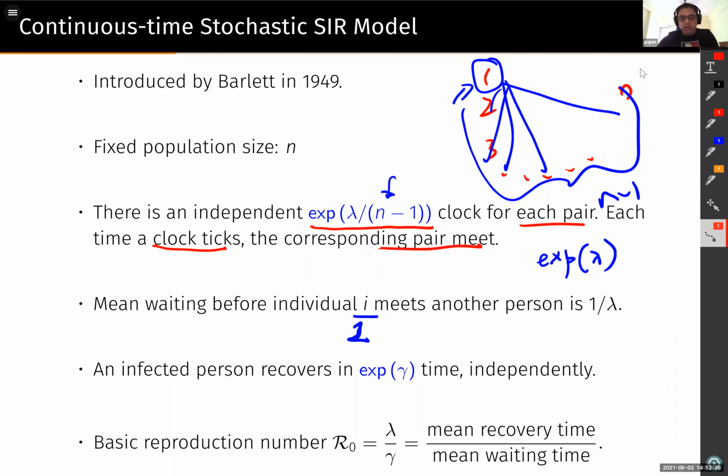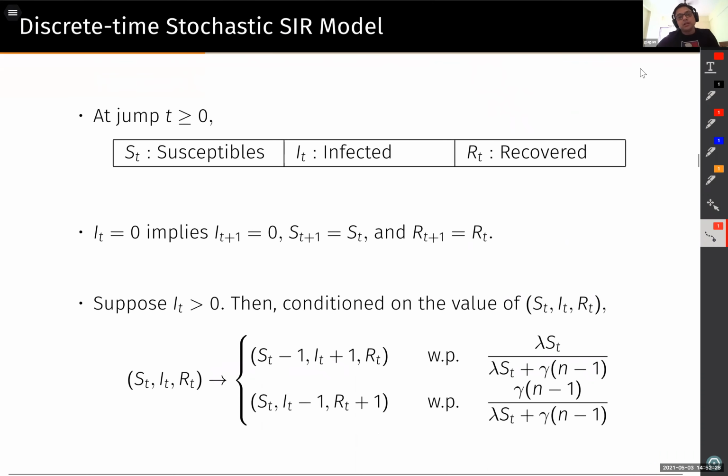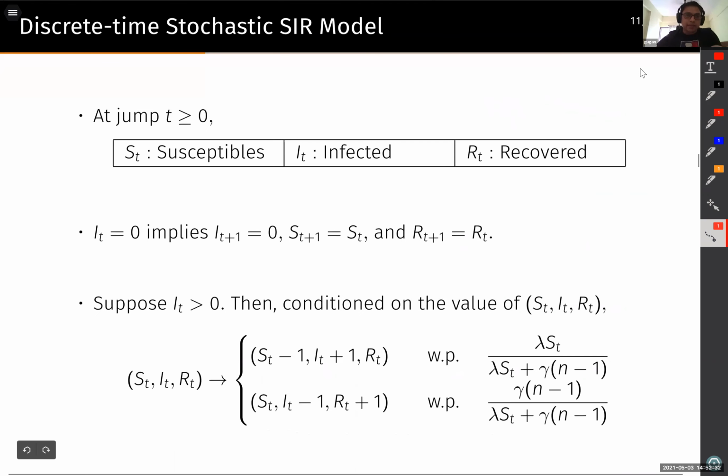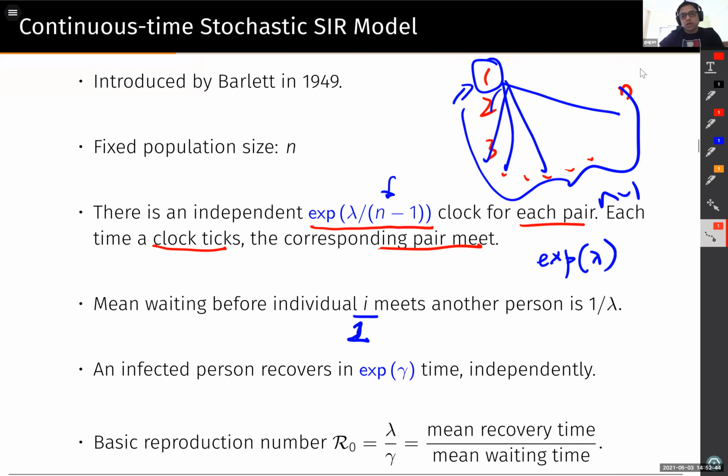So under these assumptions, we look at the discrete time stochastic SIR model obtained by only looking at the values of the susceptibles, infected and recovered at the time of jumps in the continuous time process. Clearly, when a susceptible and an infected person meet, the number of susceptibles will fall by one, and the number of infected will increase by one.